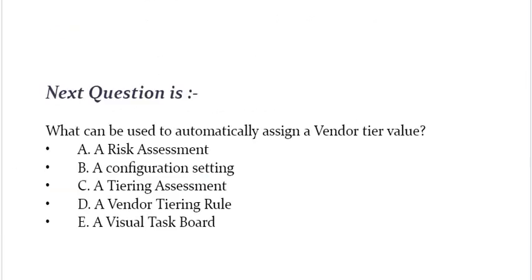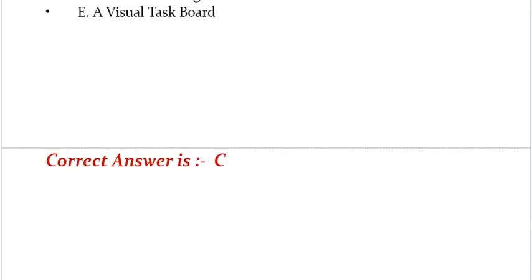Next question is, what can be used to automatically assign a vendor tier value? Option A, risk assessment. Option B, a configuration setting. Option C, a tiering assessment. Option D, a vendor tiering rule. Option E, a visual task board. Correct answer is option C.